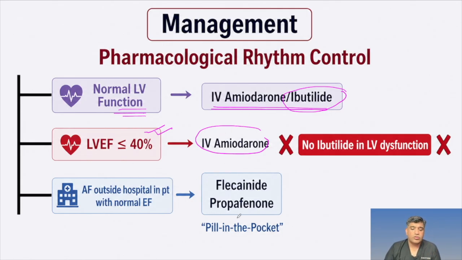We can also use pill in the pocket, that is flecainide and propafenone, in patients who have AF outside the hospital and with normal LV function. This is what we call pill in the pocket, flecainide and propafenone.